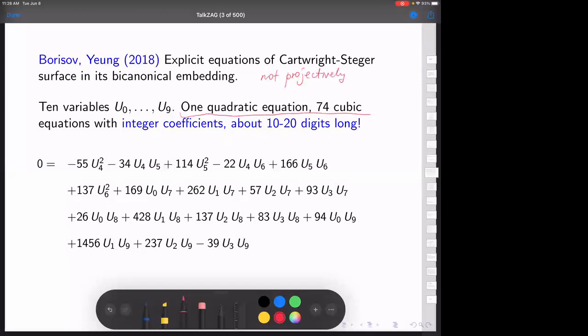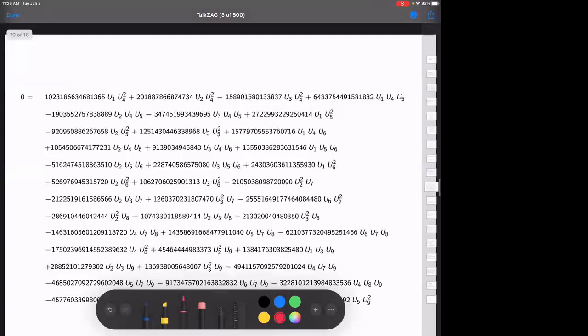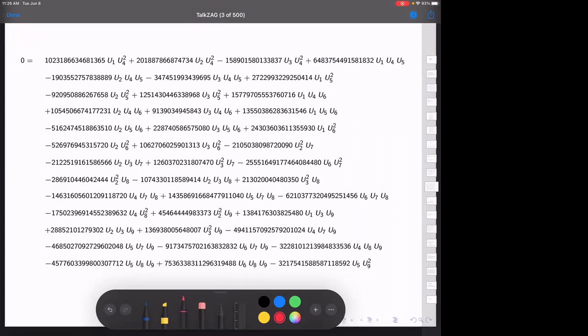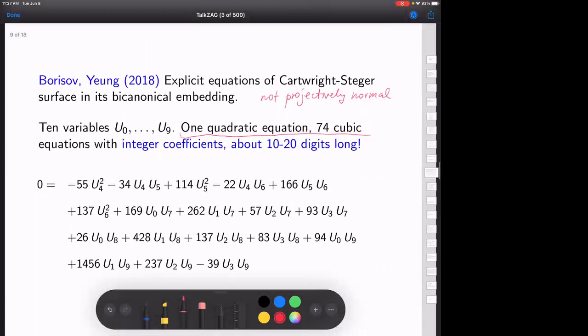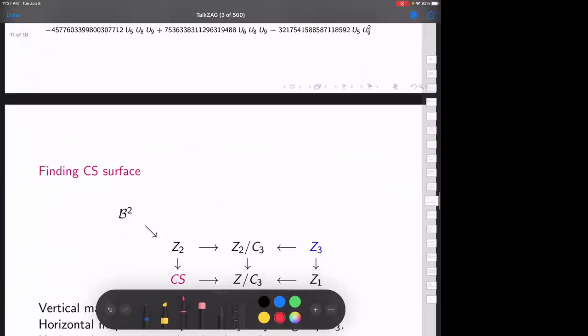So specifically, there's a quadratic equation where there shouldn't be. So there's a quadratic equation, and then there are 74 cubic equations, and you must be crazy to write them all. So here's one of them. Okay. What's interesting is that this is actually defined over integers. Over rational numbers. There isn't any natural integer structure that I could think of, but okay, you can pick one.